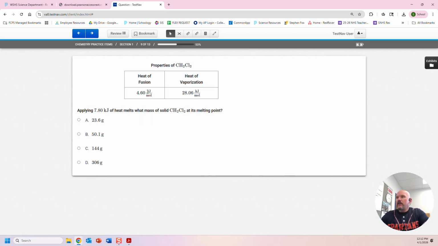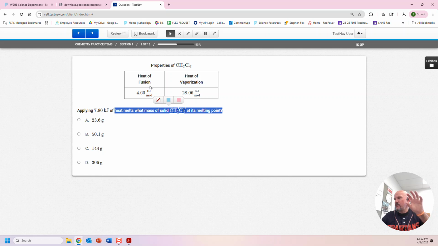Here we've got heat of fusion and heat of vaporization. This is where we've got to be careful. They gave us these two things, but for this question, we're talking about melting and we're at the melting point. So we only need this value here, the heat of fusion. If they were asking about boiling or condensing, we would use the heat of vaporization. If they had asked about melting or freezing, we'd use the heat of fusion.